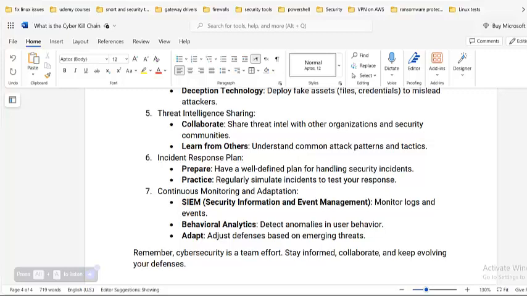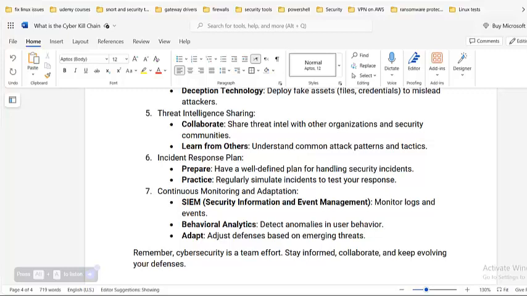Behavioral analytics: this detects anomalies in user behavior. This is something that I've seen with Sentinel. I have not seen it with Splunk or IBM QRadar. Adapt: adjust defenses based on emerging threats.